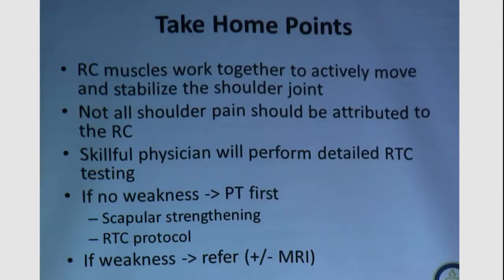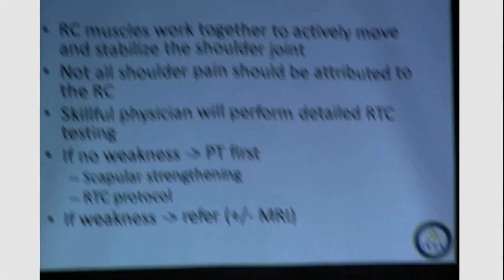So, take-home points. Number one, the rotator cuff muscles work together to actively move and stabilize the shoulder joint. Not all shoulder pain can be attributed to the rotator cuff. We talked about a lot of other things: the biceps tendon, calcific deposits, adhesive capsulitis. A skillful physician will perform a detailed rotator cuff test to determine whether or not the rotator cuff is the culprit. In my hands, if there's no weakness, and I think the rotator cuff is involved, I try PT first.